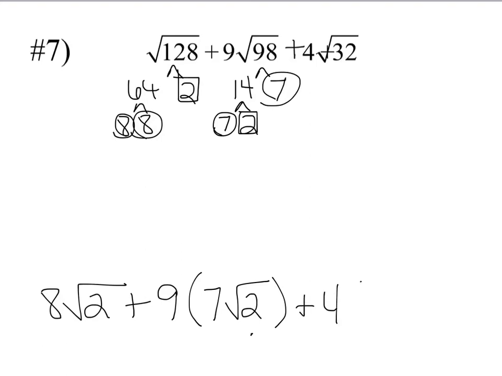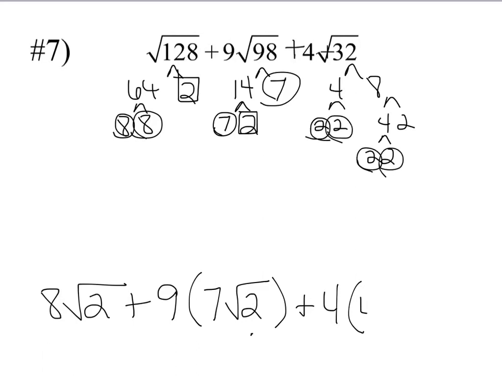Plus 4 times, we're going to break down 32. 32 is 4 times 8. 4 is 2 times 2. 8 is 4 times 2. And 4 is 2 times 2. So I can bring out 1, 2, 2 2's, so that's a 4. And I'm left with the square root of 2.